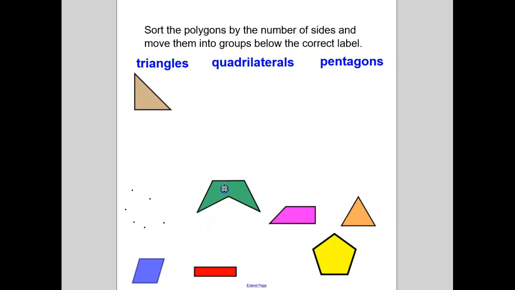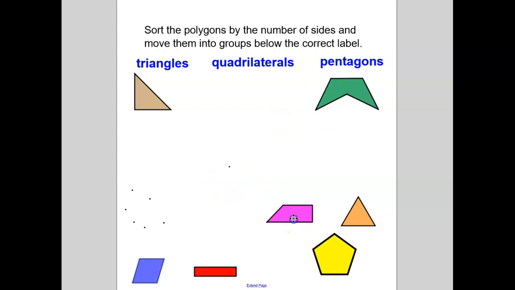Let's look at this shape right here. Okay, let's count the number of sides. So I always put my dot on the first side so I remember where I started. 1 line segment, 2, 3, 4, 5 sides. Let's count the number of angles. 1, 2, 3, 4, 5. Remember, an angle is any place where 2 sides come together. What's the name of a shape with 5 sides and 5 angles? Correct, it's a pentagon.